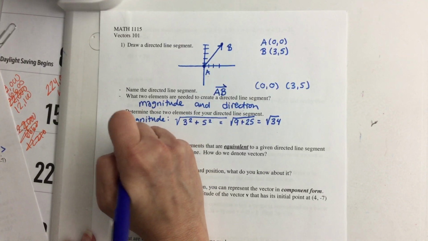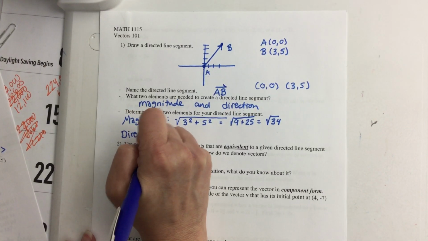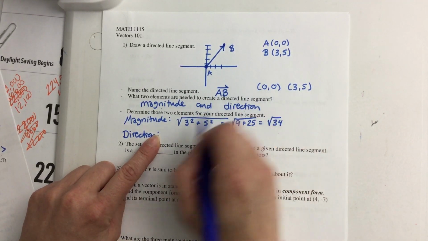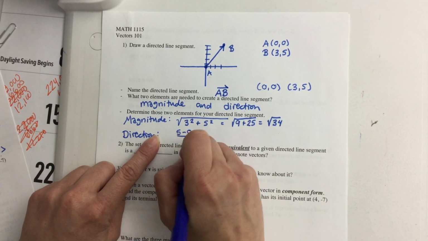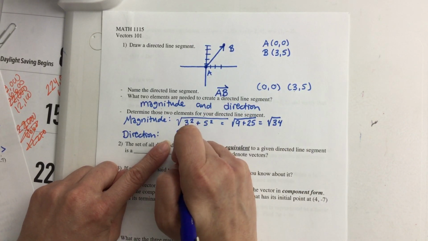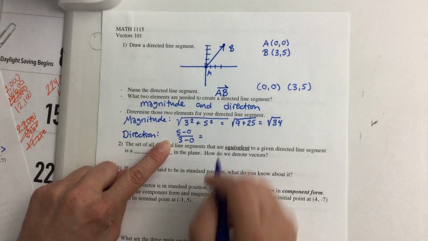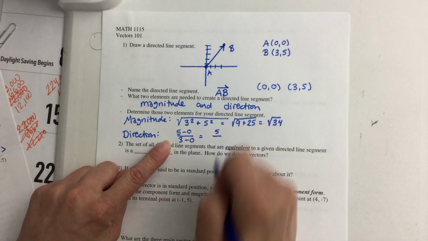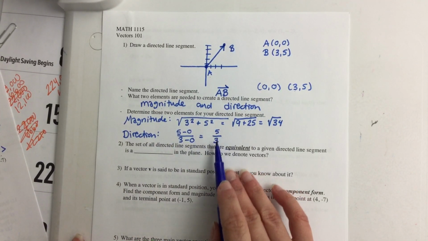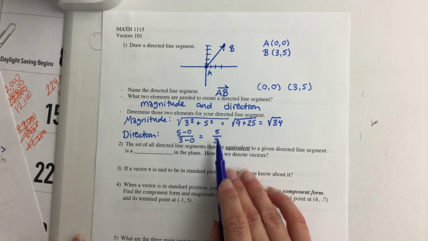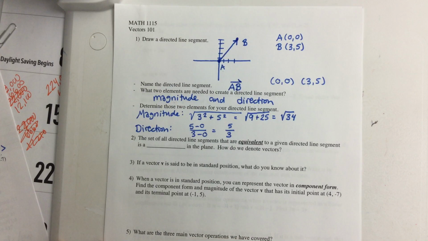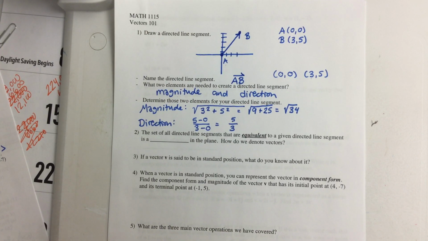If I want to find the direction, it is the slope. So it's the second y minus the first y, so 5 minus 0, over the second x minus the first x. So 3 minus 0. 5 minus 0 is 5. 3 minus 0 is 3. So your direction is 5/3. You go up 5 over 3, up 5 over 3, and that's how you could continue that directed line segment if you so choose to.